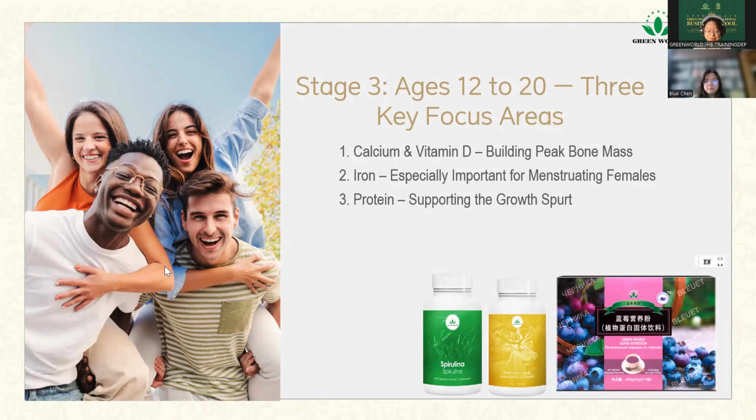Number 3, protein, supporting the growth spurt. During peak growth, adolescents can gain 4 to 6 inches in height and significant muscle mass. Protein is essential for this process. The sources of protein: lean meat, poultry, fish, eggs, dairy, beans, lentils, tofu, nuts, and seeds. Blueberry Super Nutrition, as we have talked about, is a good source of plant-sourced protein, vitamins, minerals, and dietary fibers.